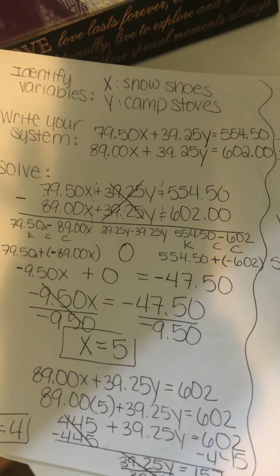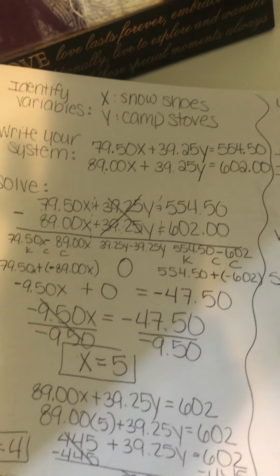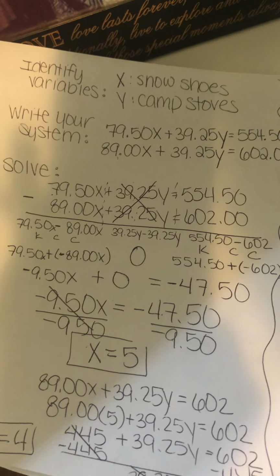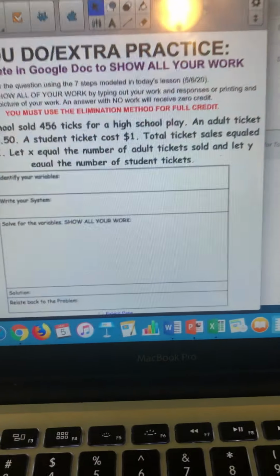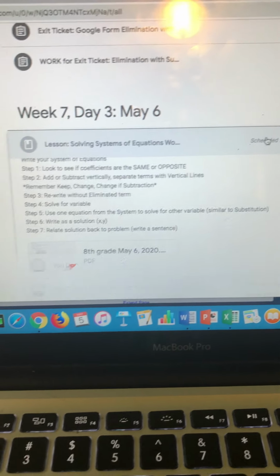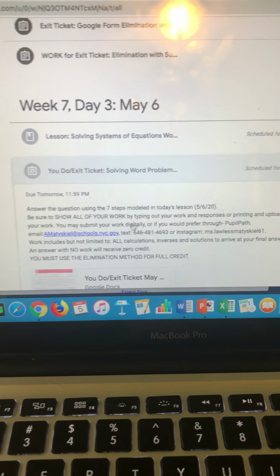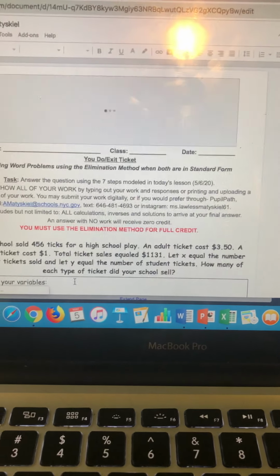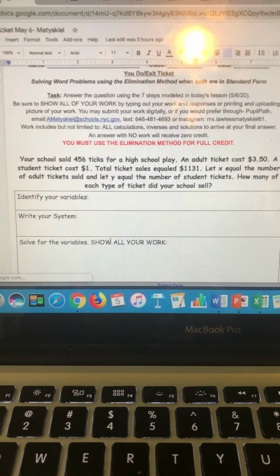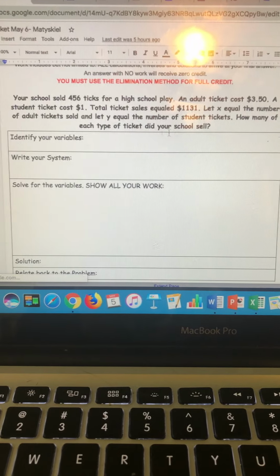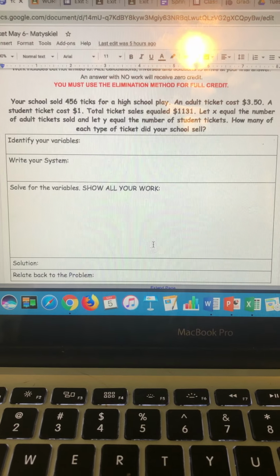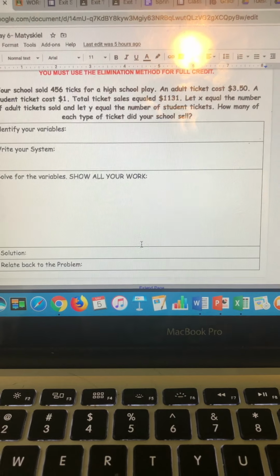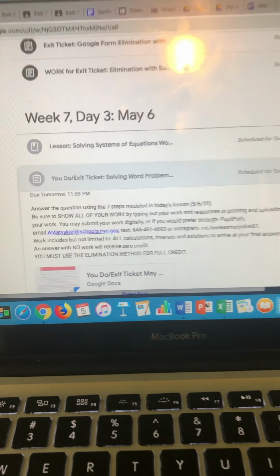But I'm going to give you a hint. They're going to be the same, so you are going to be using subtraction. Okay, so let me show you where that is so that no one's confused. You'll click on the you-do exit slip. I give you your options, as always, how to complete this. You'll click on it. It'll look something like this. And then you will read the problem, do exactly what I just went over with you, and that is it for today, okay? I hope that was clear.